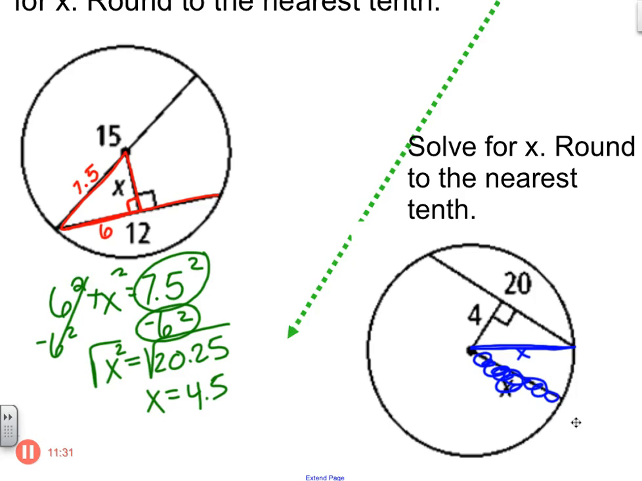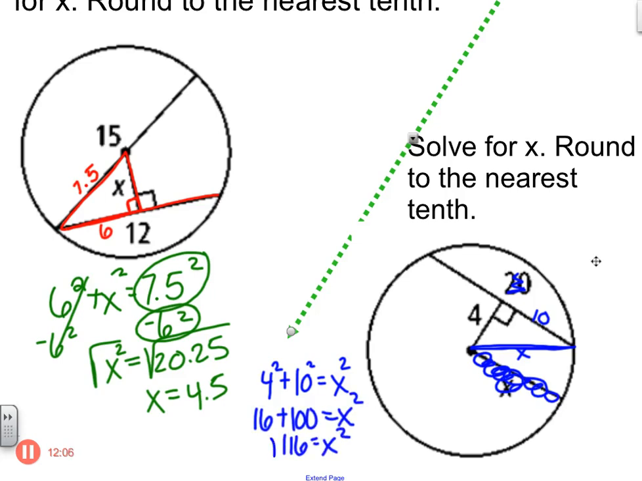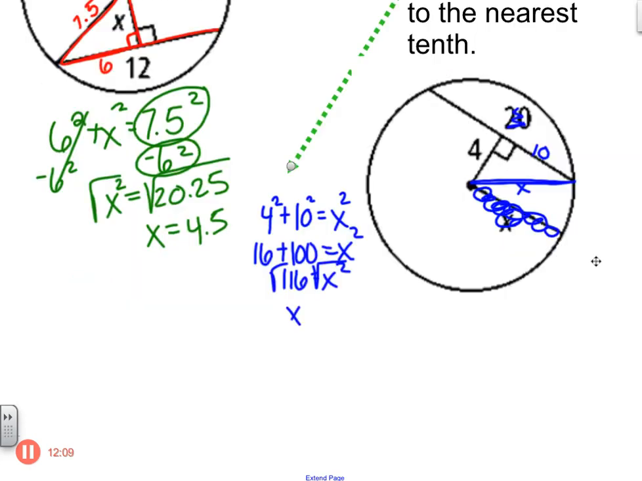If I know that whole chord is 20, I know that this little piece is 10. So now I have a right triangle with 4 squared plus 10 squared equals x squared. Now, a good note would be I knew the radius wasn't a 4 because this little piece did not go all the way to the outside of the circle. So I couldn't have just said x is a 4. 4 squared is 16 plus 100 equals x squared. So 116 equals x squared, square root, so my x is going to be about 10.8.